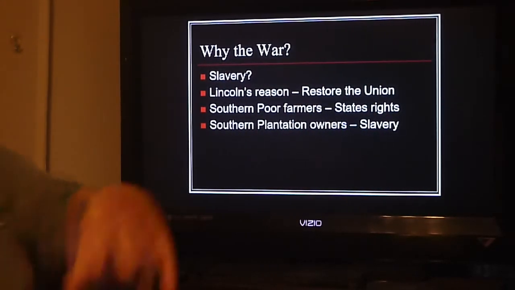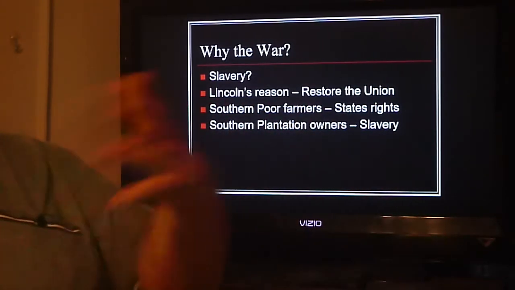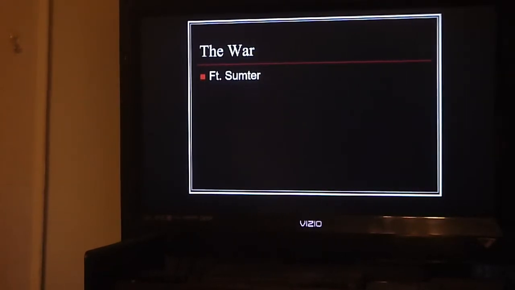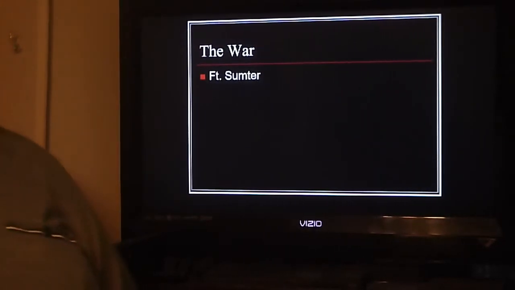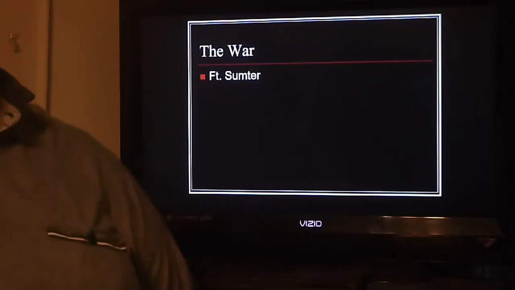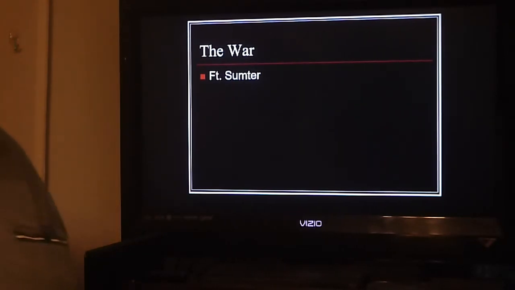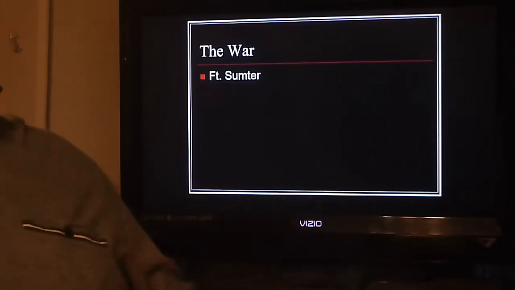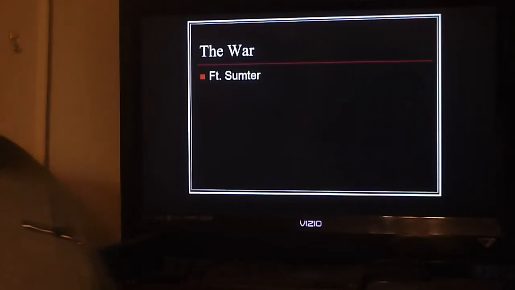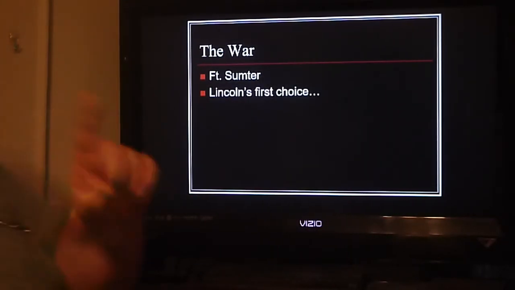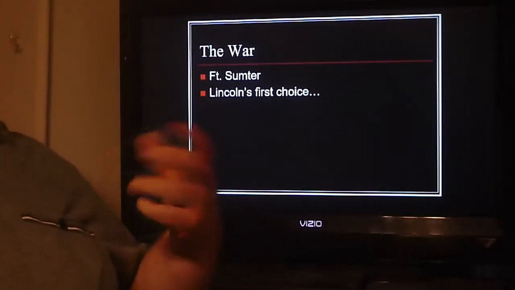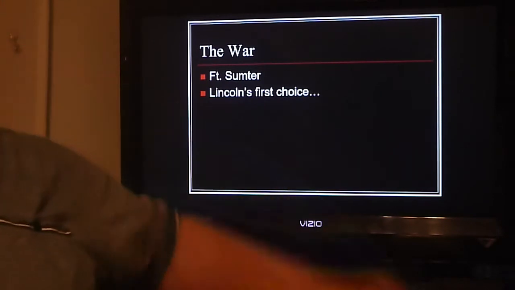So the fight over the Civil War has these multiple aspects. Now, the war itself: the Battle of Fort Sumter that we just talked about earlier is when the war starts. Lincoln calls for troops to go down to South Carolina to stop this sort of insurrection, and that's what starts the second wave of people who secede from the Union. Lincoln's first choice to lead his army is an army officer from Northern Virginia.